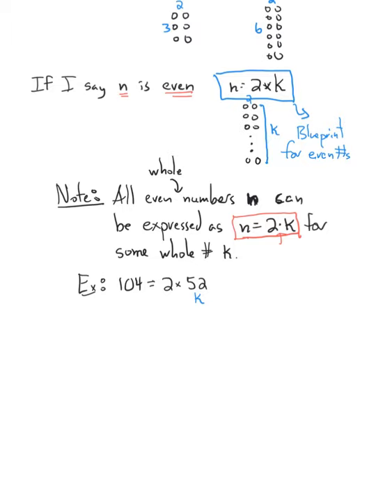And now that we've dealt with even numbers, we're going to deal with odd numbers next. For odd numbers, well, let's do some examples and see if we can figure it out. So, we know 5 is an odd number.